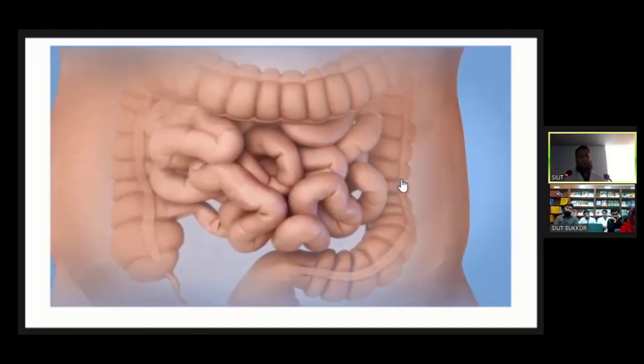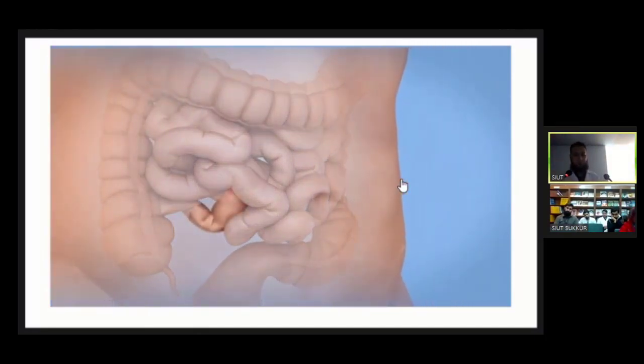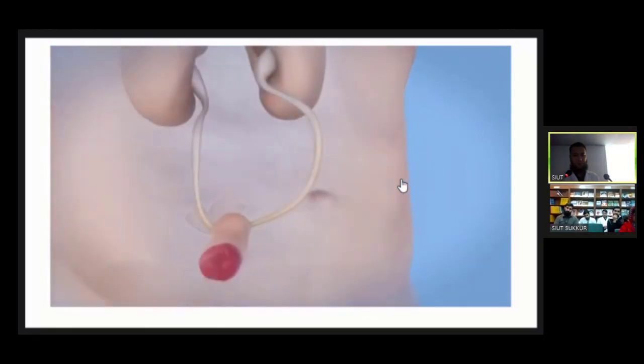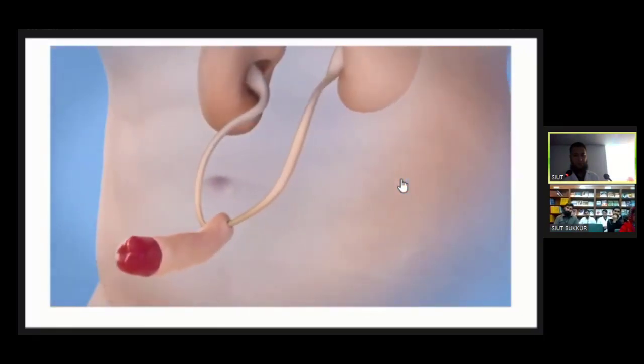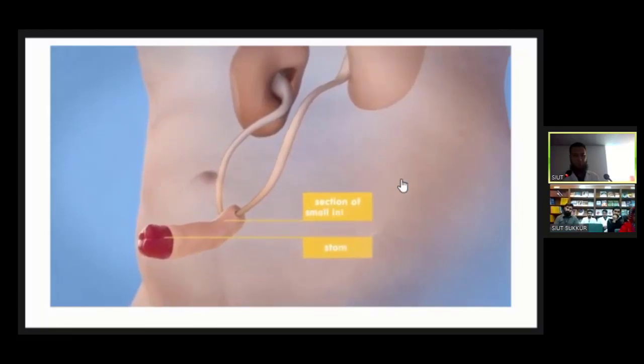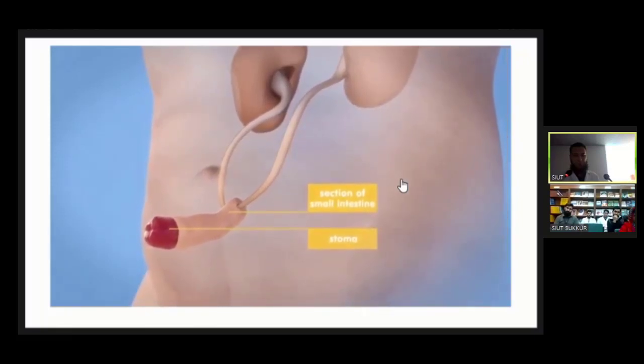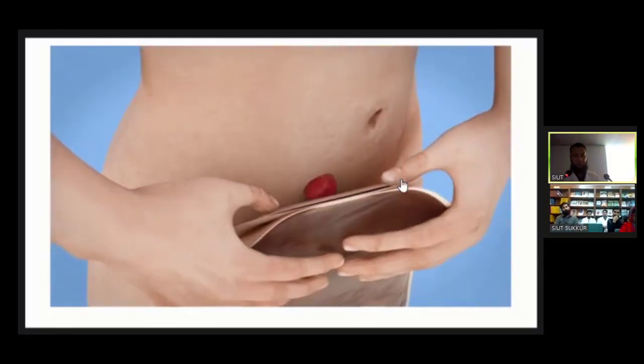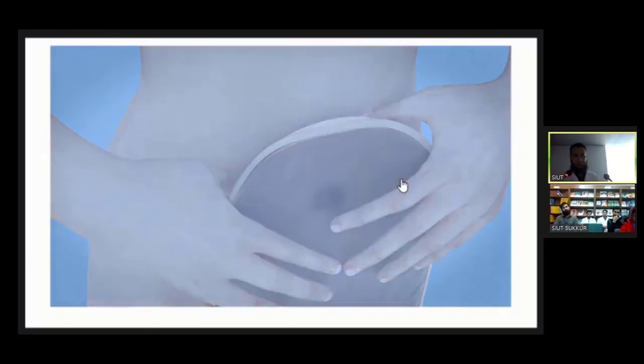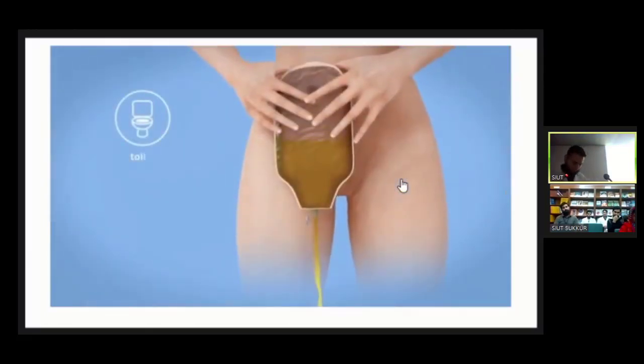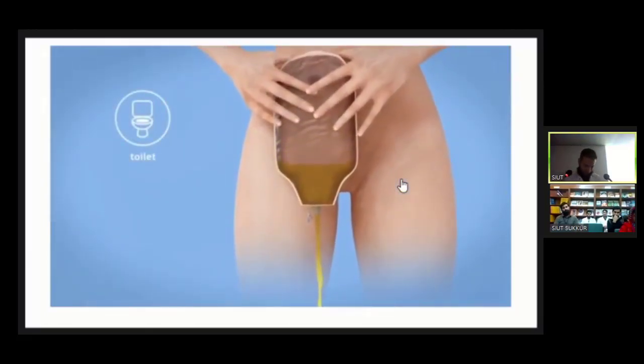The ileal conduit is a new tube to carry urine. It is made from a section of your intestine. The conduit runs from the ureters, the tubes that carry urine from your kidneys, to an opening in your belly, called a stoma or a urostoma. Urine is collected in a small bag placed over the stoma. The bag will need to be emptied when it is full. You will be given instructions on how to change the bag.